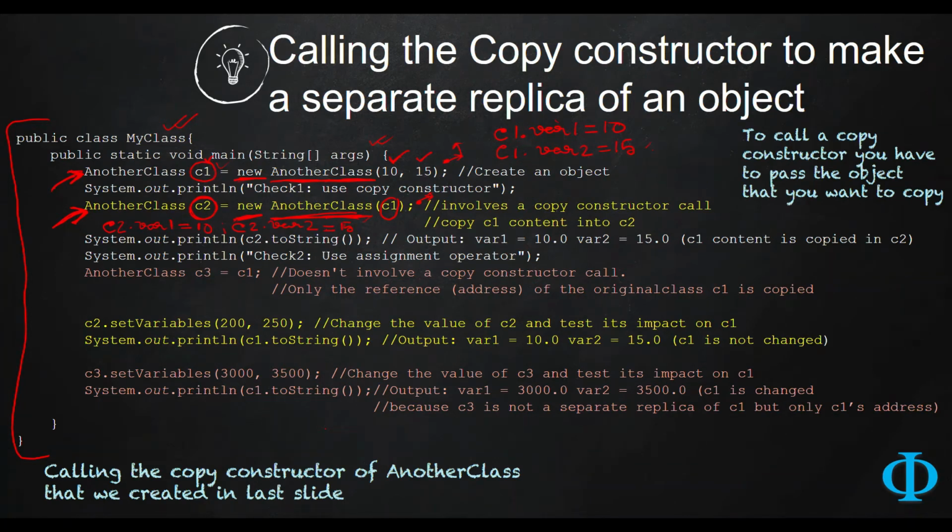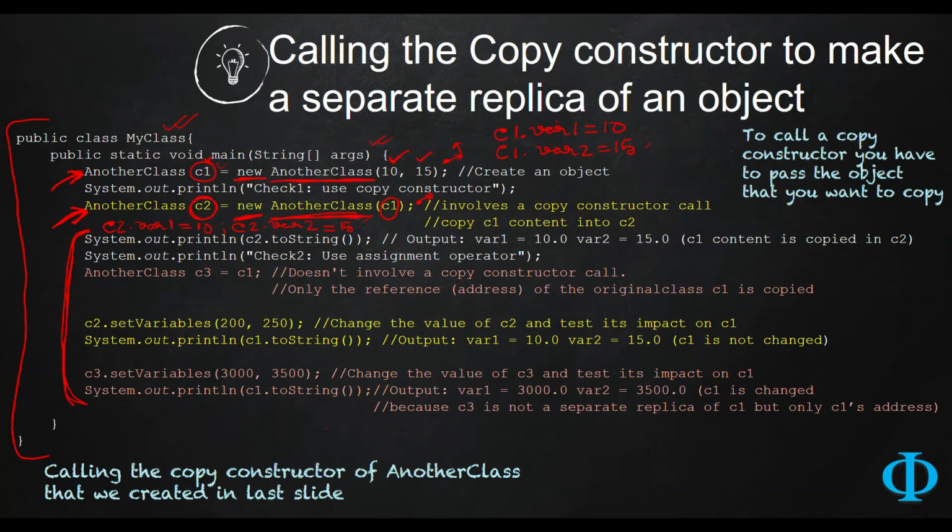Now, how to prove that they are different copies of the object? I'm saying that C1 and C2 are entirely separate replicas, and C2 is an entirely separate replica of C1. But how to prove it? In order to prove that, I have written a few more lines of code, as you can see in this part after the copy constructor call.